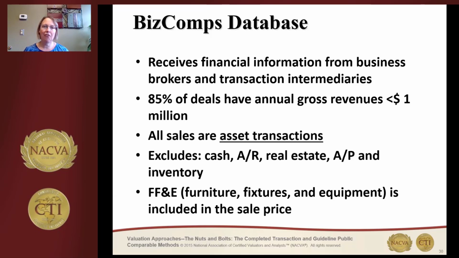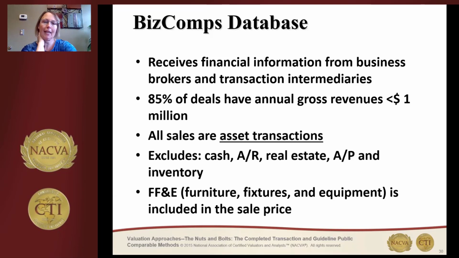85% of merger and acquisition deals have annual gross revenues under $1 million in the BizComps database. So again, that's where we want to know, we're looking at Main Street businesses. We're looking at the smaller companies. All sales in here are asset transactions. They exclude cash, accounts receivable, real estate, AP, inventory. So why is that important?